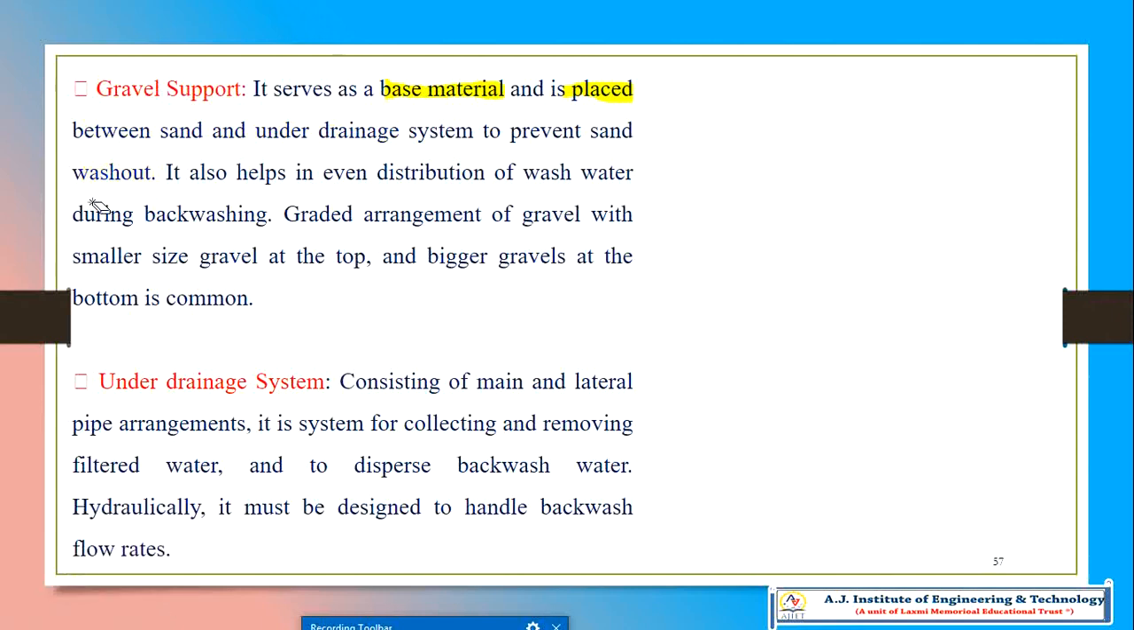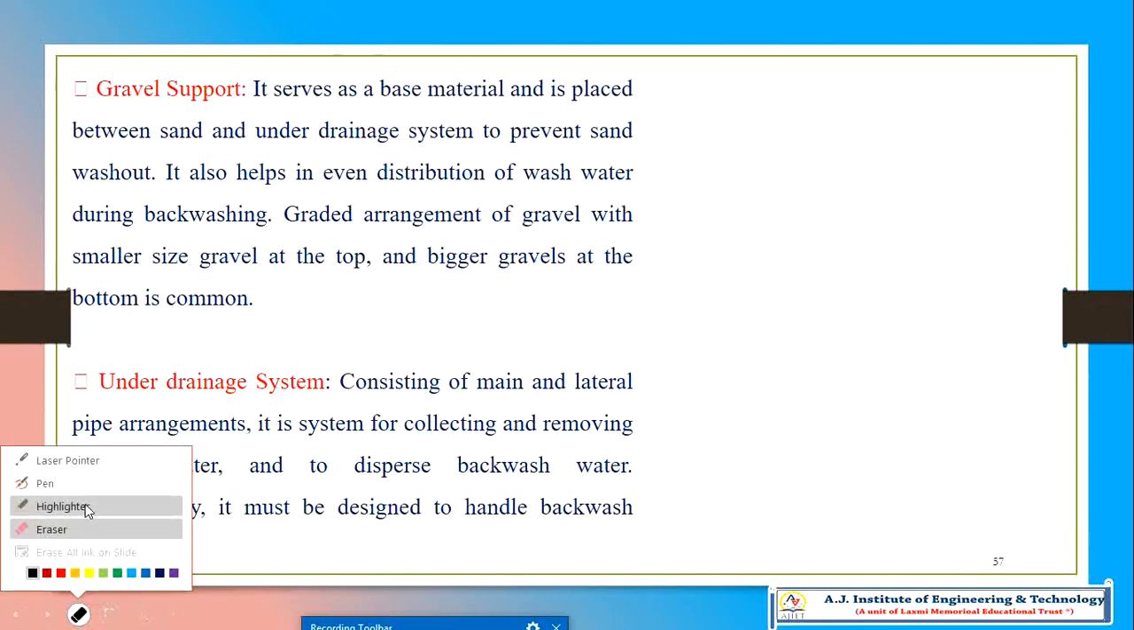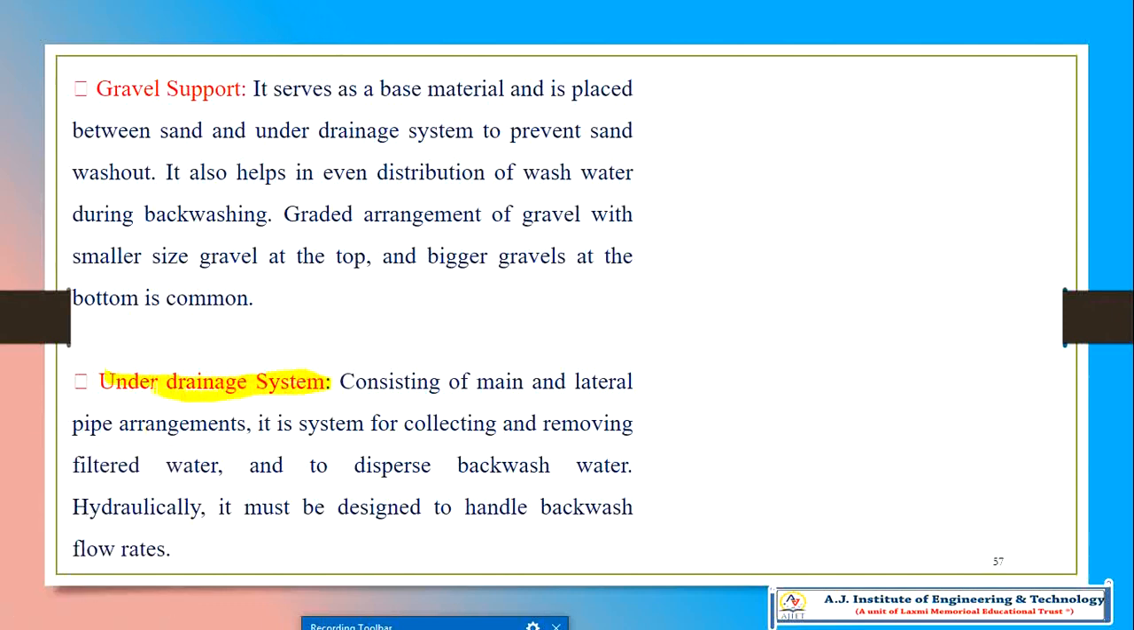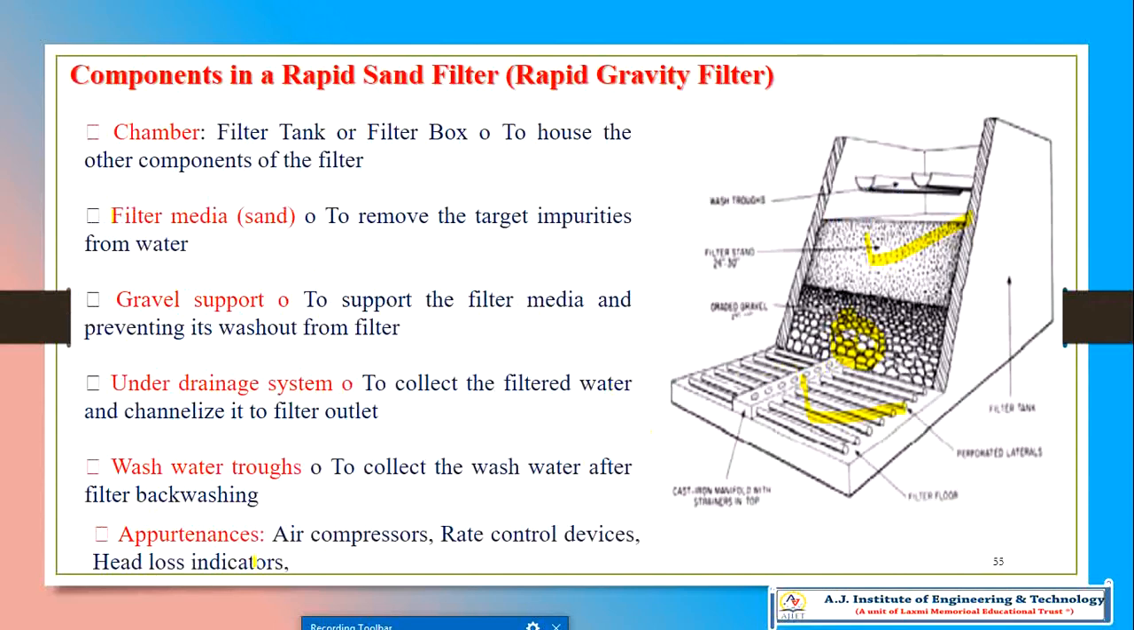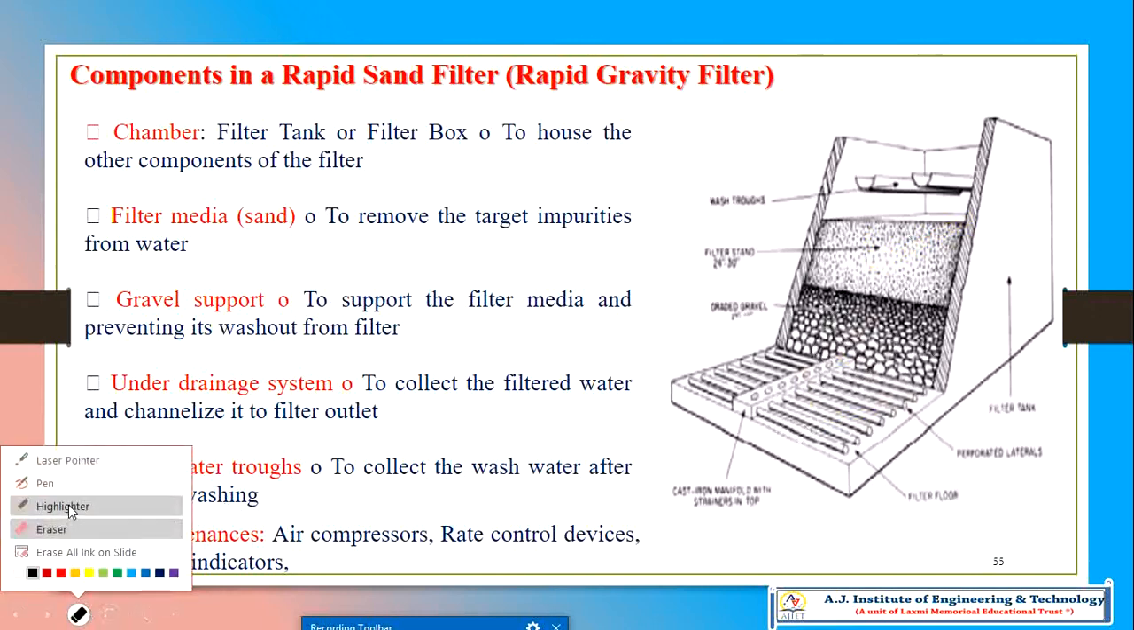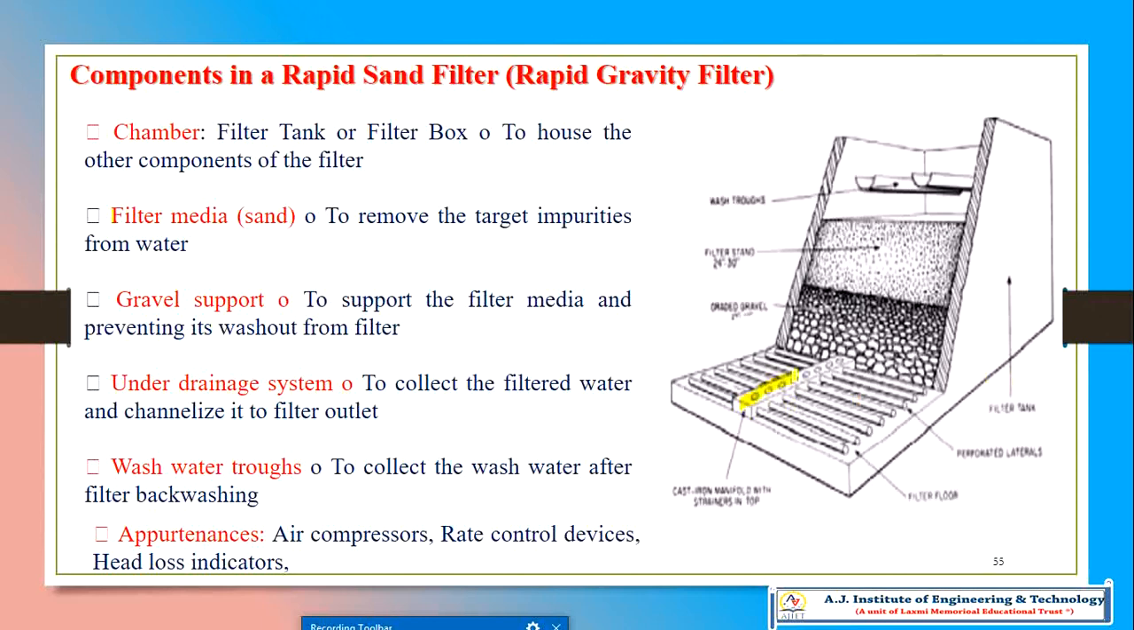This is about the gravel support. Then if you concentrate on the under drainage system, it consists of a main and lateral pipe arrangement. You can see it in the figure, main pipe and lateral. So this is the main pipe, and these are the lateral drains, the lateral connections.